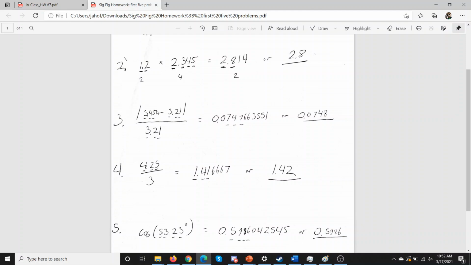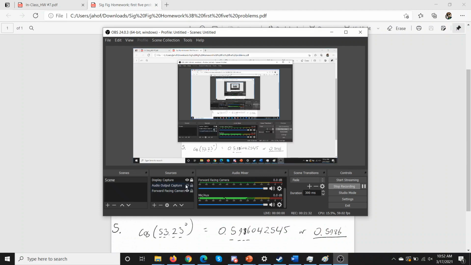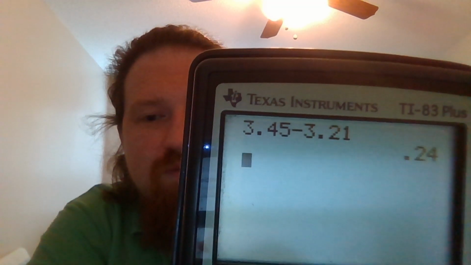Now, that is technically what that would give you, and I'm going to show my calculator real quick. The 0.24 is only precise to the hundredths place. So there's only 2 sig figs here, actually. So we're then going to divide by 3.21, which is going to give us the number on screen.